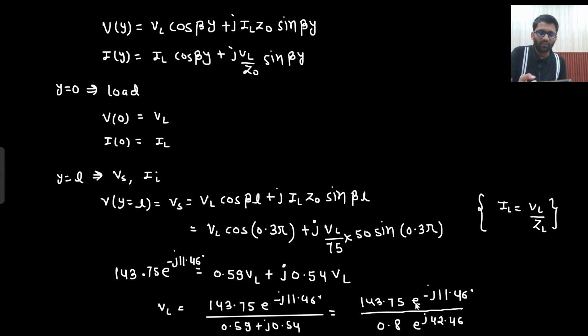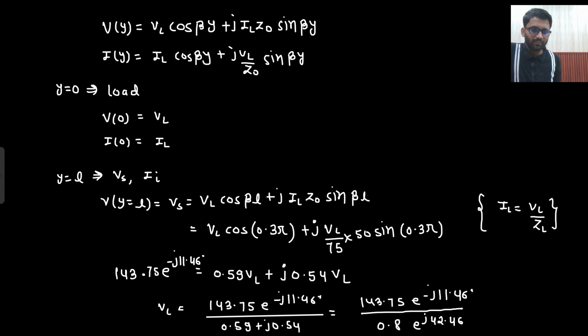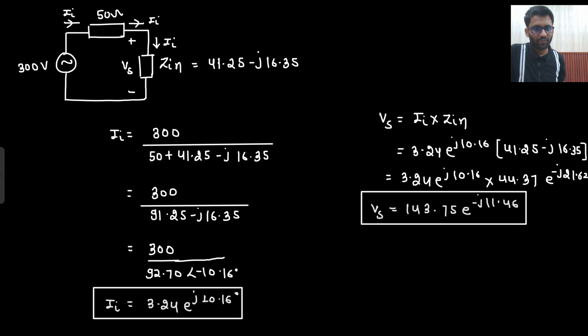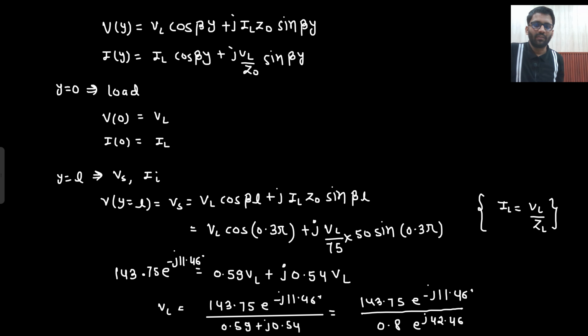VL is 143.78 divided by 0.8. So roughly around 180 only you are getting. 180 e to the power minus j, then angle, this will be going upward and negative. So negative negative both will be added. So 11.46 and 43, that would be 53, roughly around 54. So this is what we are getting. Yes, 180 minus j 54. So yeah, we are getting this answer, VL. So this is our VL.